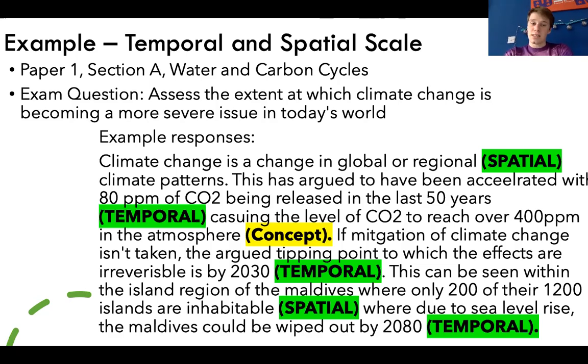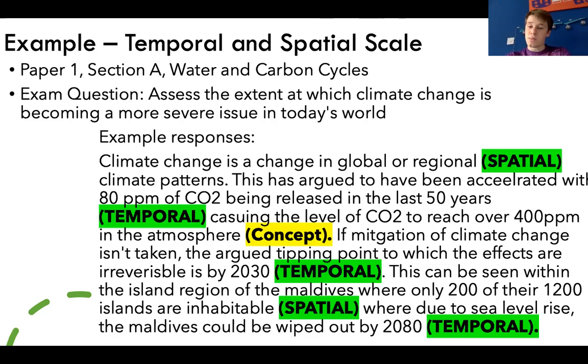This has been argued to accelerate with the 80 parts per million of CO2 being released in the last 50 years. So 50 years, that's time, that's in the longish term, causing the level of CO2 to reach 400 parts per million in the atmosphere. So concept, because remember when you did the different spheres in water and carbon, the biosphere, hydrosphere, lithosphere, cryosphere, pedosphere, depending on who you are. If mitigation of climate change isn't taken, the argued tipping point to which the effects are irreversible is by 2030. So I've included temporal scale again.